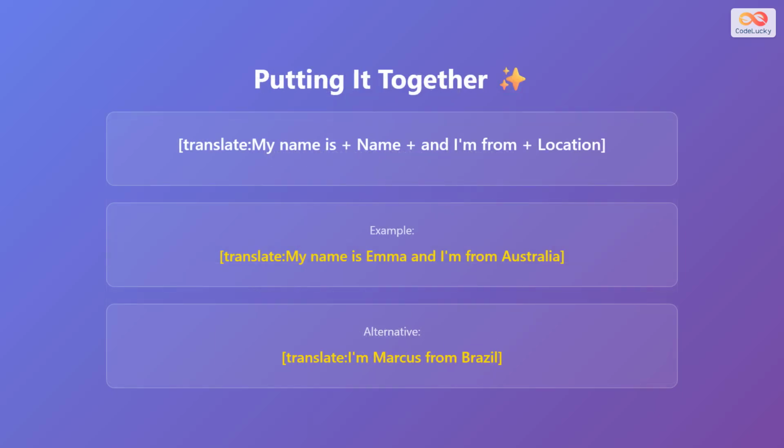Now combine both phrases to create a complete introduction. You can say, "My name is," plus your name, then "and I'm from," plus your location. For example, "My name is Emma and I'm from Australia." Alternatively, you can use a shorter version like, "I'm Marcus from Brazil." Both ways are correct and natural.